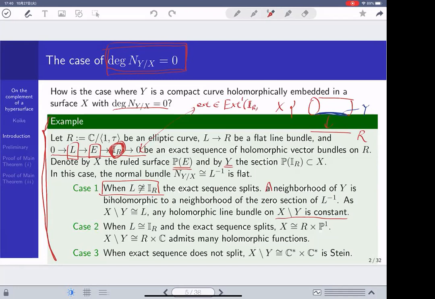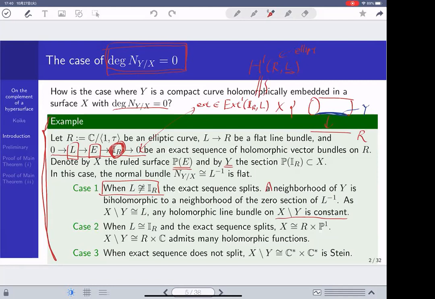I L, and it is isomorphic to H1 of R L. And this one is an elliptic curve. Sorry, no, this one is an elliptic curve. And this one is unitary flat, but not a trivial line bundle. That is why it vanishes in this case. So anyway, case 1 is this kind of case. So the complex analytic structure of the complement is very clear.